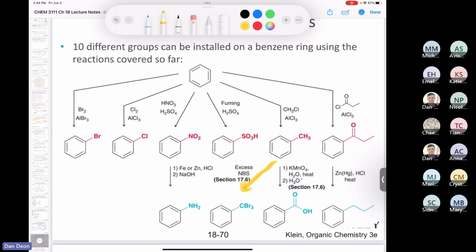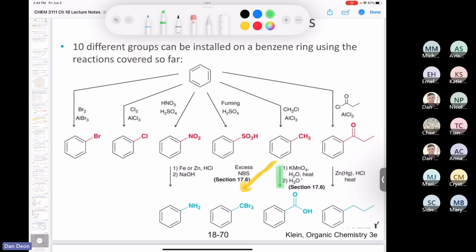If you use excess NBS, that's going to exchange all of the hydrogens for bromines. So you go from a weak activator to a strong deactivator, and I'm going to cover that again in a few seconds. Another one that we talked about previously is oxidizing a benzylic position using chromic acid or potassium permanganate followed by aqueous acid. That's a good way to do a benzylic oxidation to make a benzoic acid derivative. And that really covers everything. We've covered everything on here.